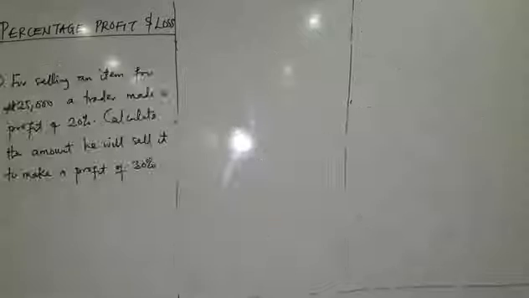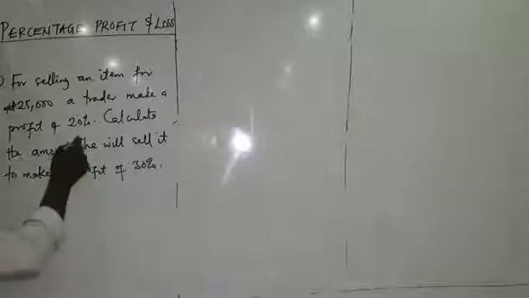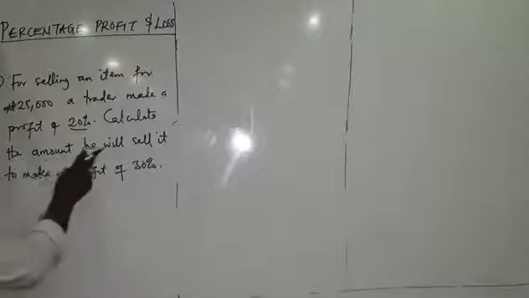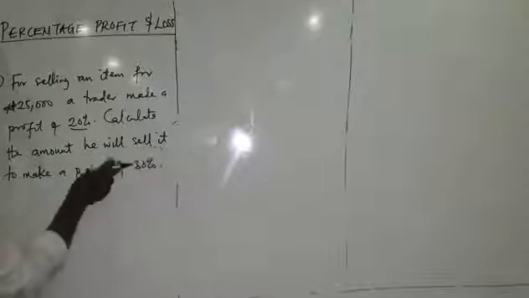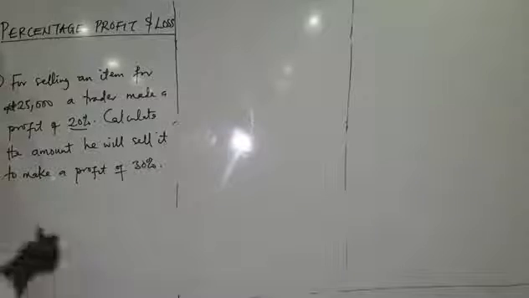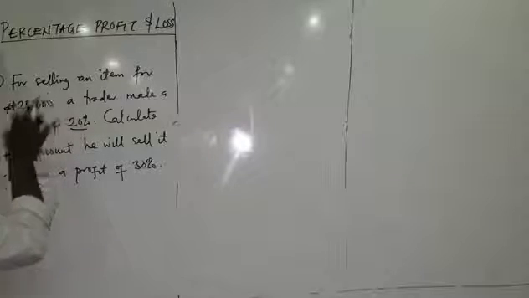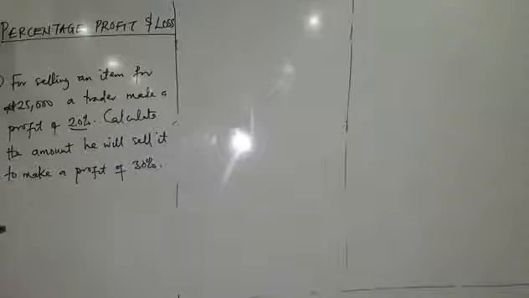So let's look at one more example. All right, question number 4. For selling an item for 25,000 naira, the trader made a profit of 20%. Now calculate the amount he should sell it for to make a profit of 30%. So we want to make a profit of 30% instead of 20%. The first thing we need to do is to calculate the cost price, because it's not possible to get that without knowing the cost price. So let's find the cost price first. So the cost price, now solution here.